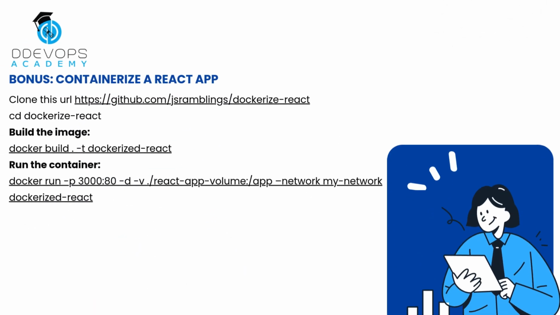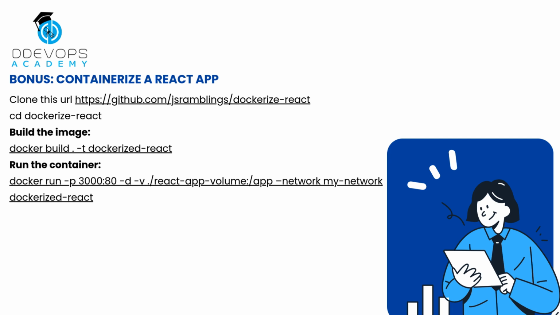Let's containerize a React application. First, clone the GitHub repo and navigate into the project folder. Then, build the image using docker build -t dockerize-react. Finally, run the container with this link. Your React app is now live inside a Docker container, ready to scale and deploy.